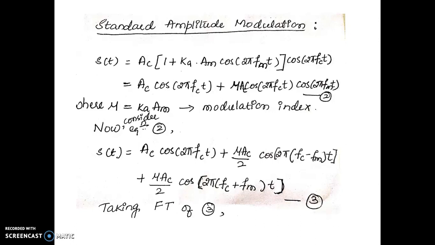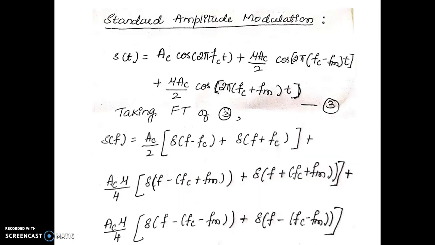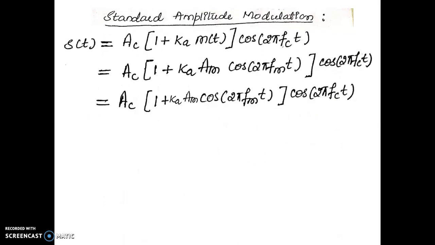So by taking the Fourier transform of this modulated signal, we're going to have delta functions at fc, fc plus fm and fc minus fm. So this is what we are looking for when you are doing a standard AM modulation. Because it's a single tone signal, we're going to have three delta functions, one at the carrier frequency and two more at two sideband frequencies.